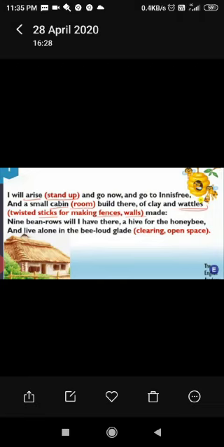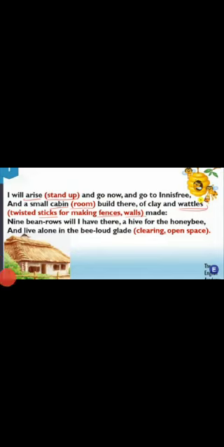In the next line, he shares why he wants to go there. He says, and a small cabin built there of clay and wattles. After going there, he wants to make a small room for himself. We know that we require some materials to build a home. So his room will be made of clay and wattles, twisted sticks, for making the walls.